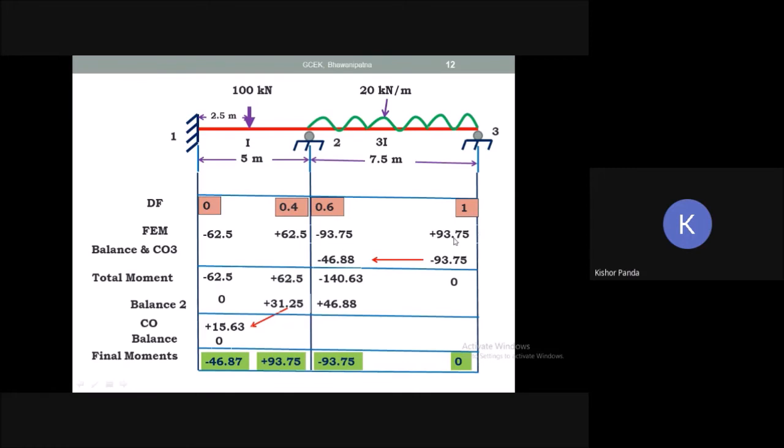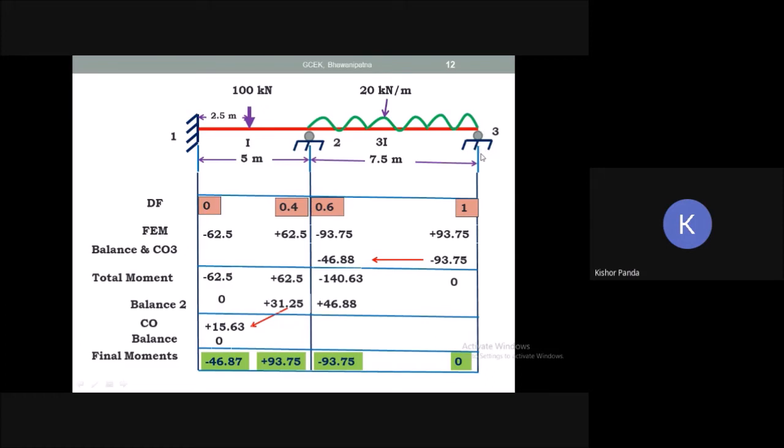But here, when the end is simply supported, you know what the final moment at the simply supported end is. So what is the final moment at that end? It is 0, because if the end is simply supported, then the moment at the end is 0. So first you start from that joint, because here you see the end 3 is simply supported. So here the moment is 0.